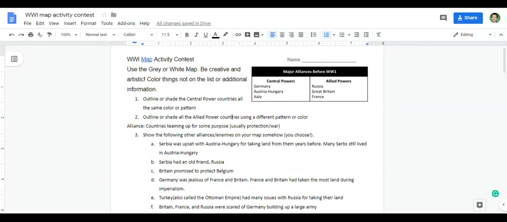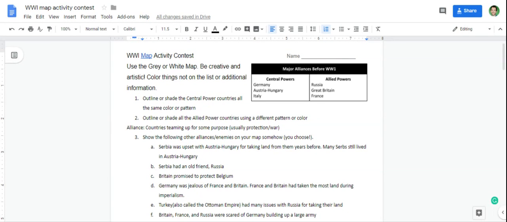All right, I'm going to read through the directions for the World War One map activity contest. It says, use the gray or white map. Be creative and artistic. Color things not on the list or additional information. Number one, shade or outline the central power countries all the same color or pattern.